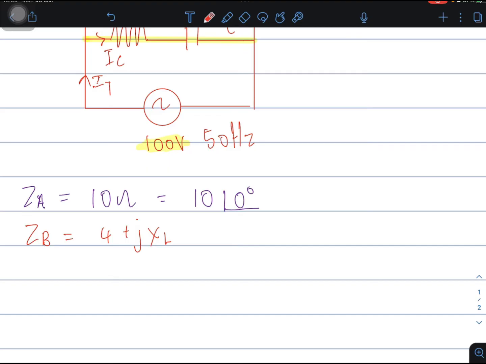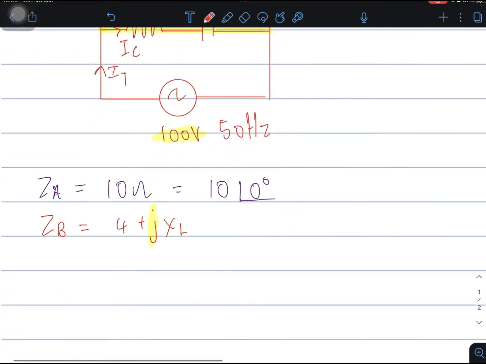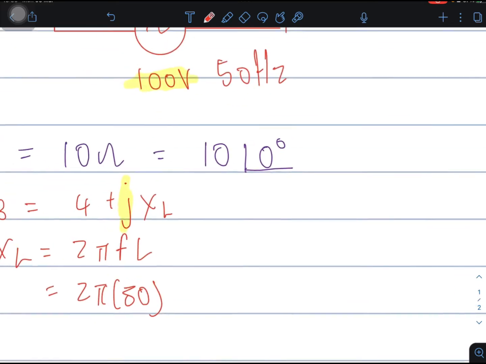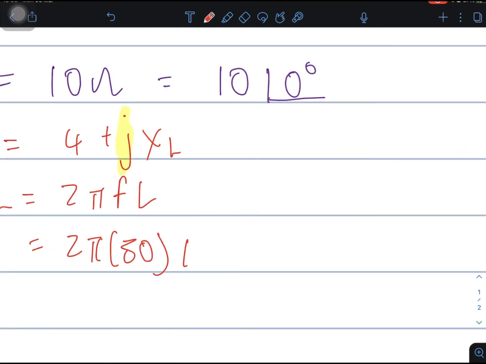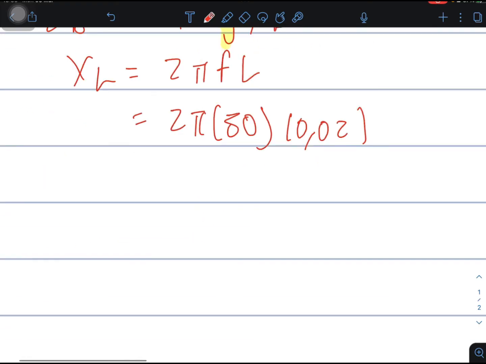Guys, we as electricians justify our existence by using j instead of i. But j and i are the same thing, so when I say j, on your calculator it is i. XL is 2 pi fL. Frequency is 50, and the inductance given is 0.02, so let us get XL.